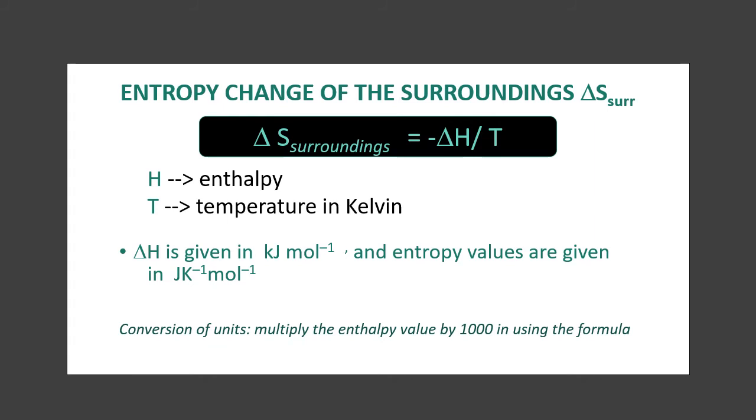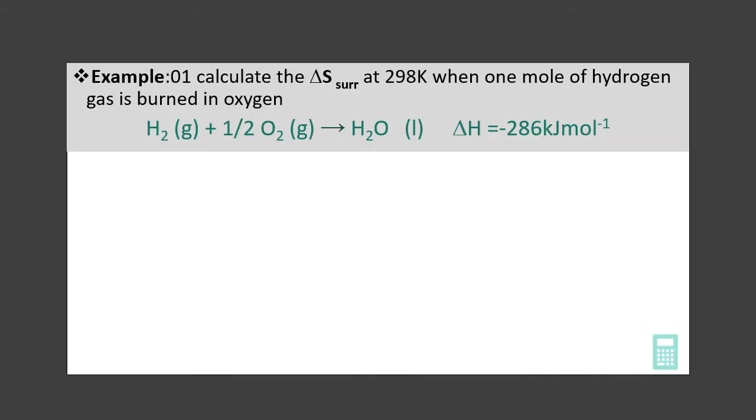For now, let's try and work out an example to calculate delta S surroundings. Example 1: calculate the delta S surroundings at 298 Kelvin for this reaction shown here, and they've given you the enthalpy value as well. So similar to the calculations we did for entropy change of the system, we will work these out in steps as well. So first things first, let's write down the expression, minus delta H over T, and then we go on to substitute the values.